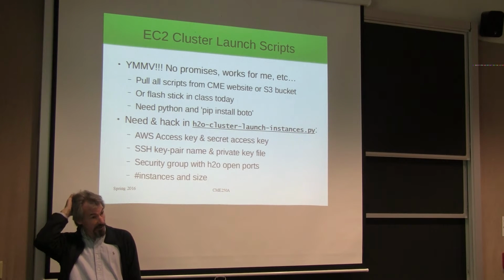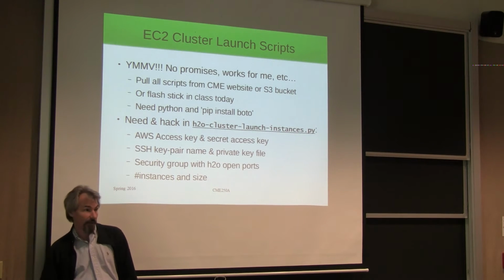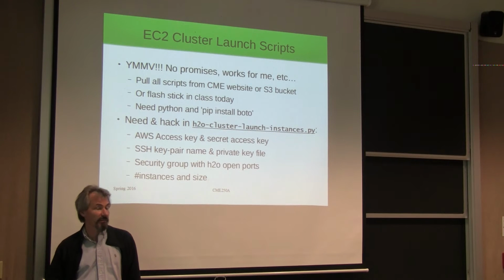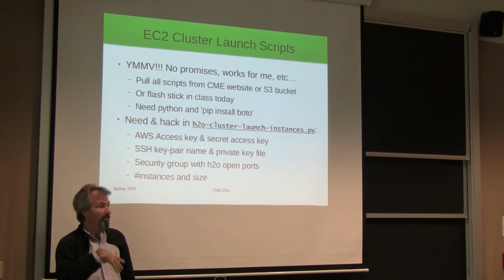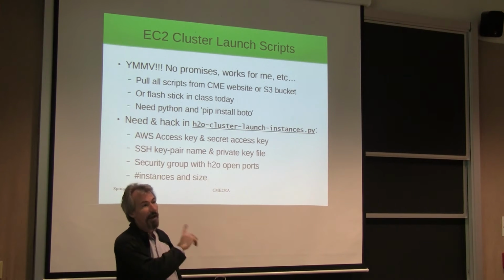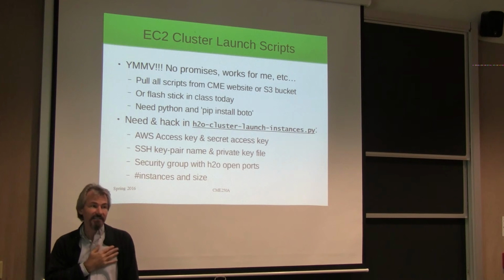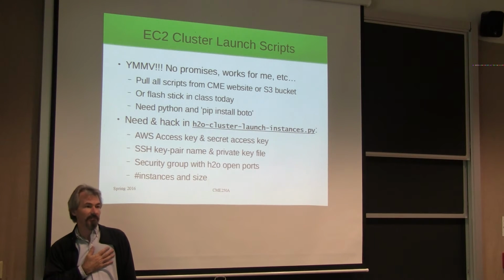You get that from logging into AWS and asking for one. They'll hand you both halves, and then they'll throw one half away, so you have to copy both halves, save them in a text file somewhere, and hack them into this file. You'll need an SSH key pair name and the private half. Same thing, go to AWS, follow the tutorial, get an SSH key pair name.